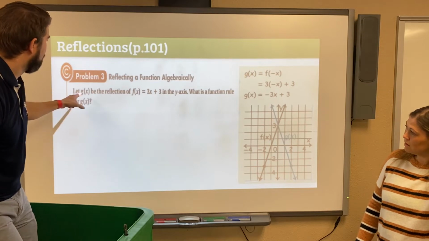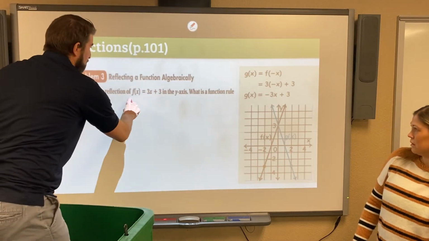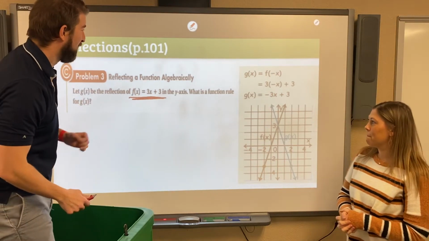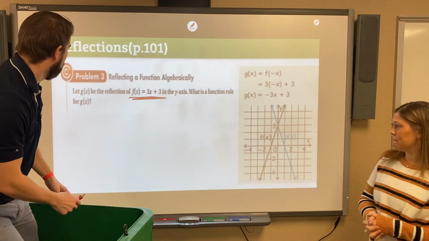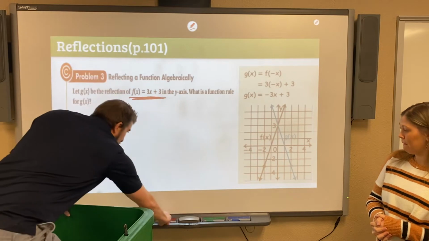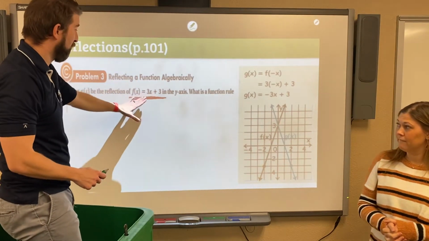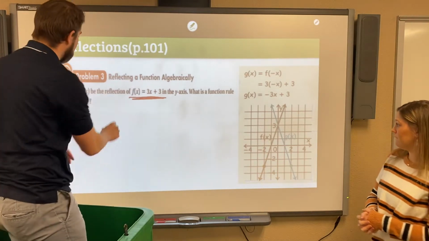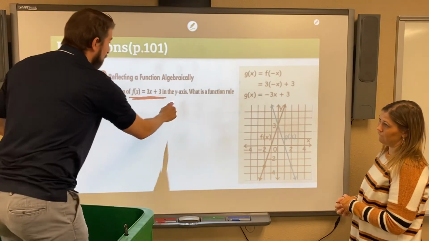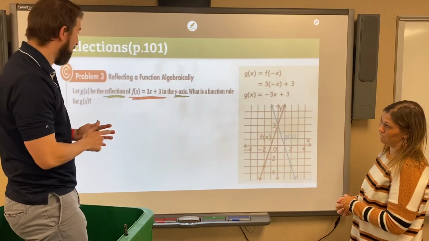All right, so reflecting a function algebraically. It says, let g of x be the reflection of f of x equals 3x plus 3 in the y-axis. What is a function rule for g of x? The key words I'm looking at: number 1, I need to understand what the parent function is, which is f of x, but then the key word is reflection, so that's the mirror thing, and the y-axis, that means I'm going over the y-axis.